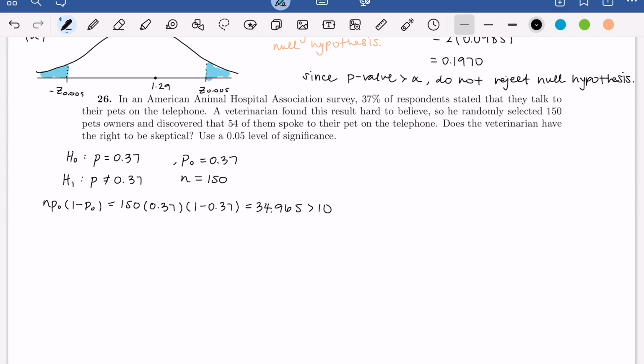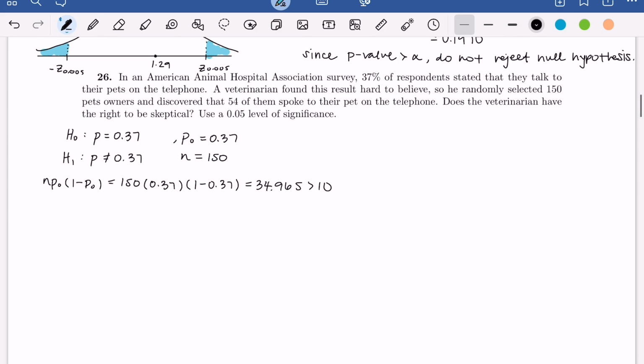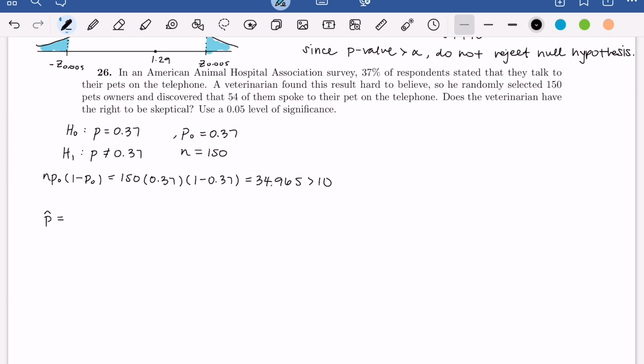Okay, so from here, we need to find our sample proportion and our test statistic. So our sample proportion, which is going to be given by this p hat here, is going to be the 54 people who said they spoke to their pet on the phone over our sample of 150. So this is going to give us 0.36.